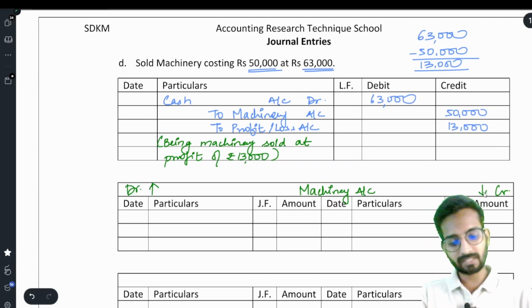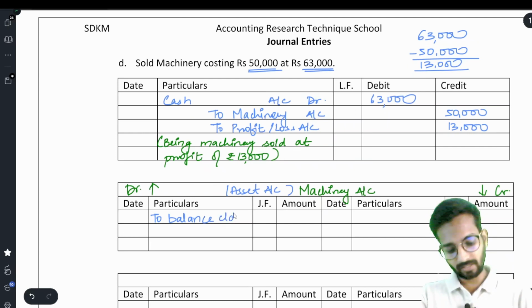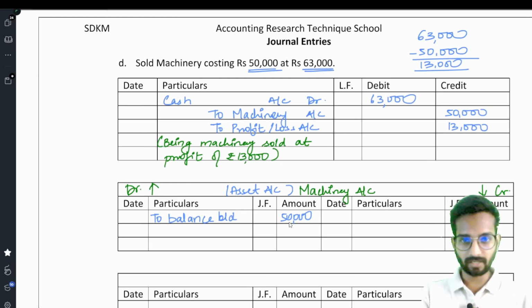Now machinery was costing 50,000 rupees. So I can say there is already a machine of 50,000. We will write the opening balance on this side, the debit side. Why? Because it is our asset and the opening balance of an asset appears on the debit side. To balance carried, to balance brought down. How much? 50,000. We are selling the machinery now. Now understand, when we are selling the machinery, we will receive the money. How much money are we receiving? Sir, we are receiving 63,000.